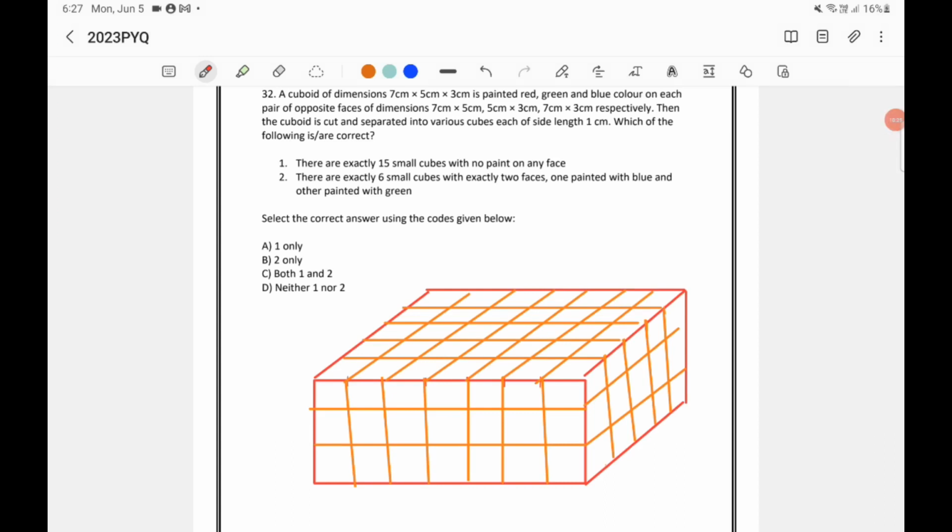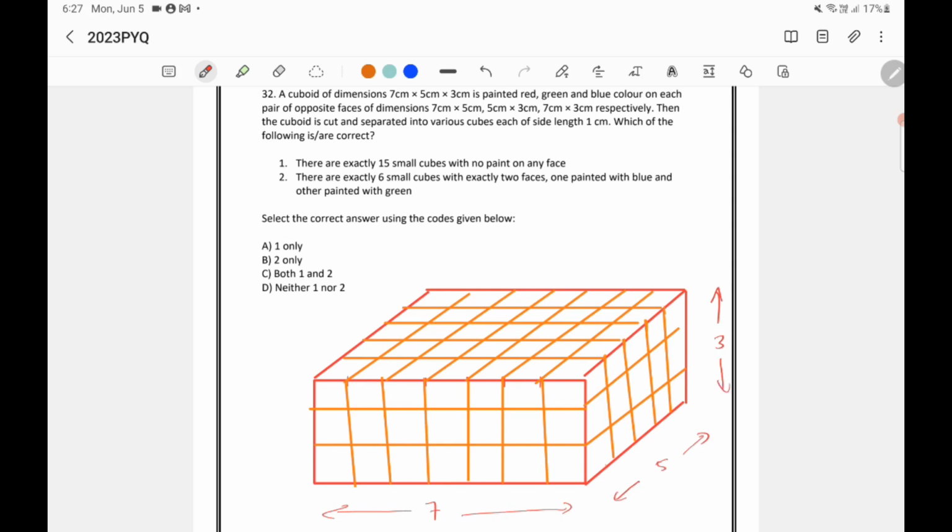So now let us take the next question. A cuboid of dimension 7 by 5 by 3 centimeter. So let's say this is a cuboid. Let's say this is 7 centimeter, and this is 5 centimeter, and this height is 3 centimeter.